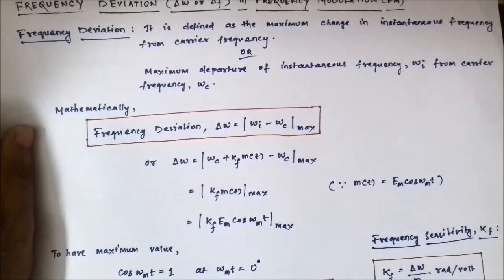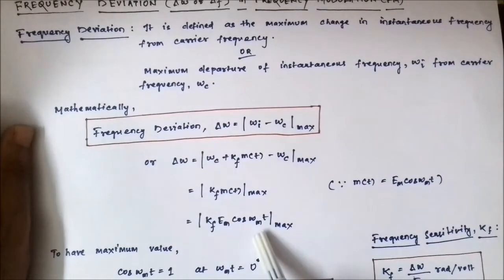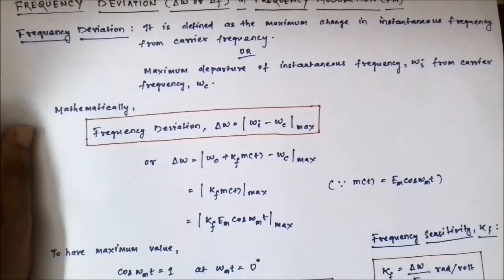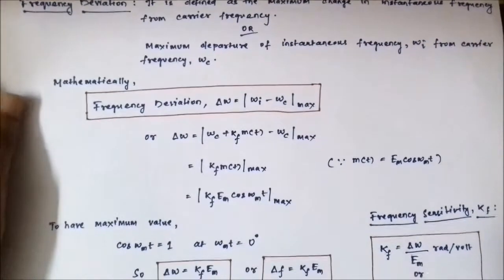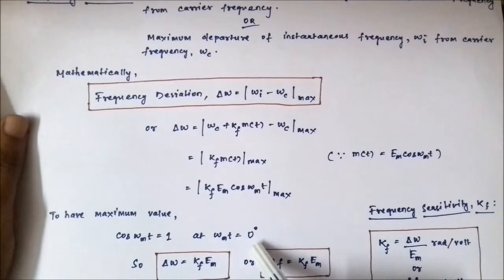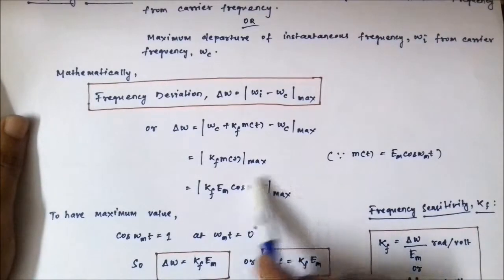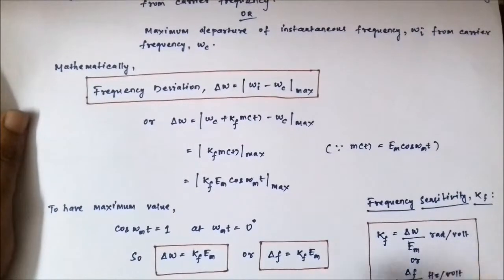Now m(t) is the message signal which is given by Em cos omega m t, a cosine signal. For simpler analysis, we always take a cosine signal. The maximum value of cos is 1, which happens at omega m t equal to 0 degrees. So the maximum value of frequency deviation is given by kf into Em, that is the proportionality factor in frequency modulation into the amplitude of the message signal. The product of these two terms gives us the value of frequency deviation.